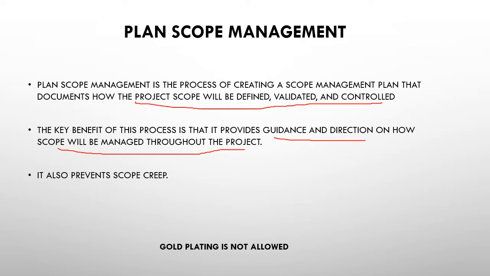The most important benefit of planning your scope is that it prevents scope creep. Okay, so what is scope creep? Scope creep basically refers to continuous changes in your project scope at any point after the project begins. Okay, so what is the main reason that scope creep occurs? It occurs when the scope of the project is not properly defined, documented, or even controlled, right? So if you plan your scope management properly, then you can prevent scope creep.